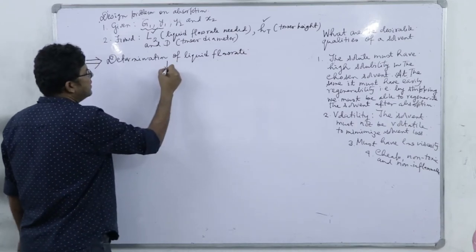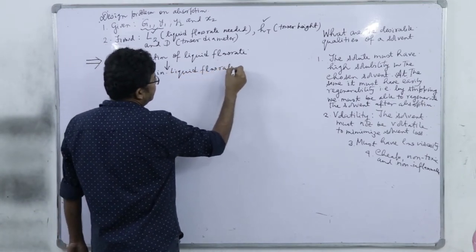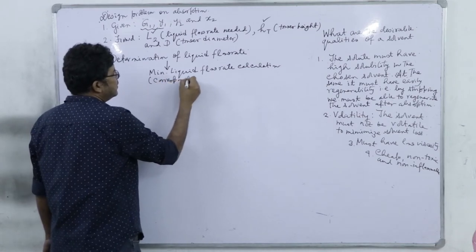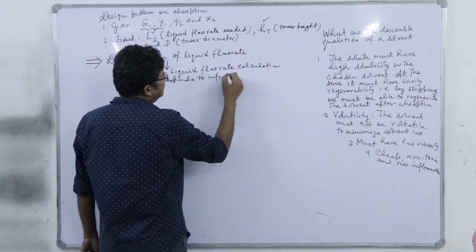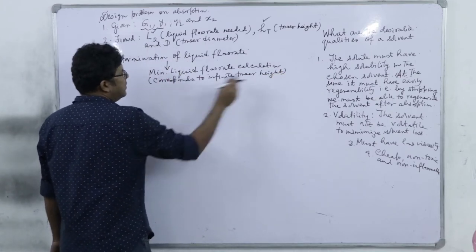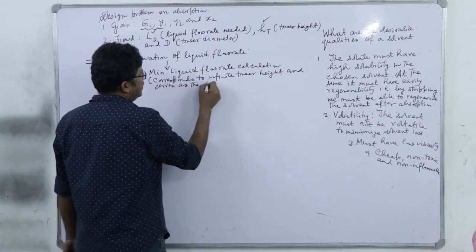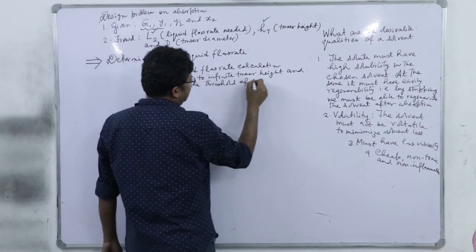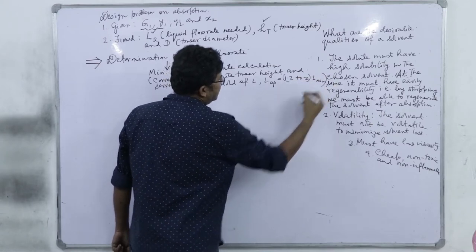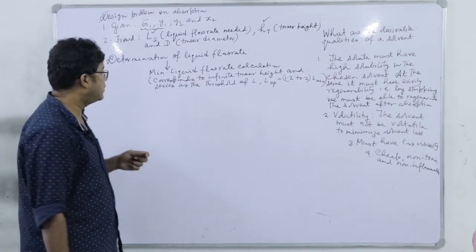So, which needs basically the minimum liquid flow rate calculation, right? Why? Because this minimum liquid flow rate corresponds to infinite tower height and serves as the threshold of L. L operating will be 1.2 to 2 times of L minimum, which is commonly recommended. So, we have reduced the problem of finding the liquid flow rate to calculation of minimum liquid flow rate, okay.